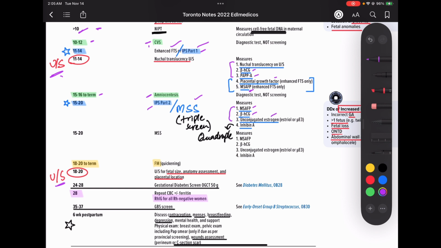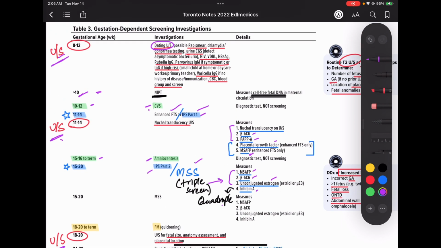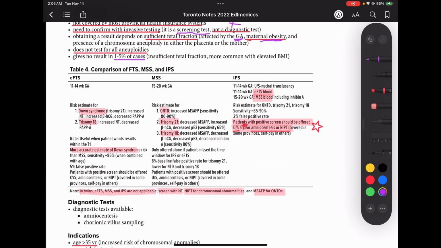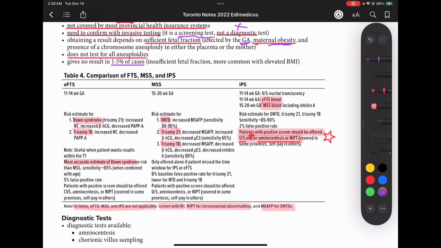This is usually the screen which is called the triple screen, but it also might include measurement of inhibin A, which would make it a quadruple screen. So IPS part 2 is the maternal serum screen, which could be either a triple screen or a quadruple screen. So these two are the screening methods, which have a comparison right here.